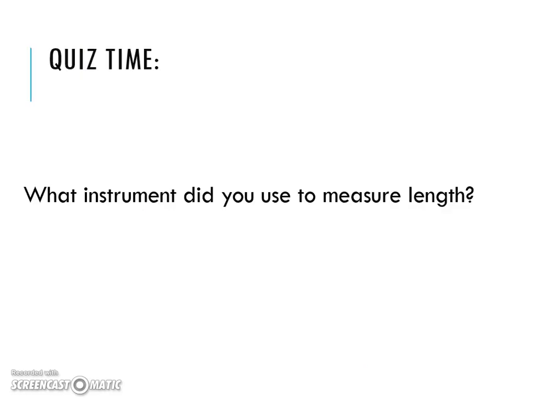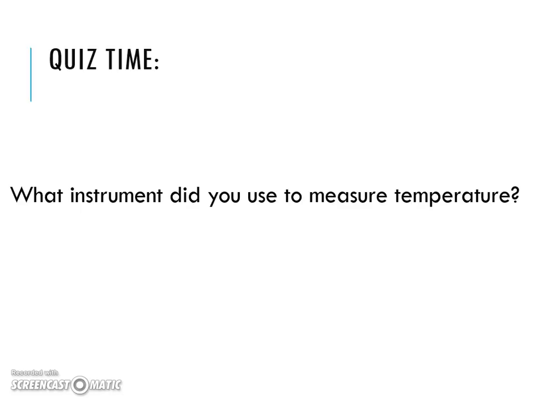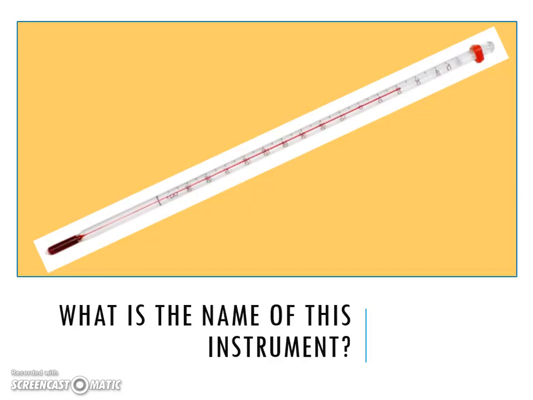Okay, what instrument did you use to measure length? This one is probably one that you'd consider to be a no-brainer, but let's double check. Okay, what's the name of those two instruments? Rulers and a meter stick. What instrument did you use to measure temperature? Don't you love it when you know lots of the answers already? What's the name of that instrument? The thermometer.